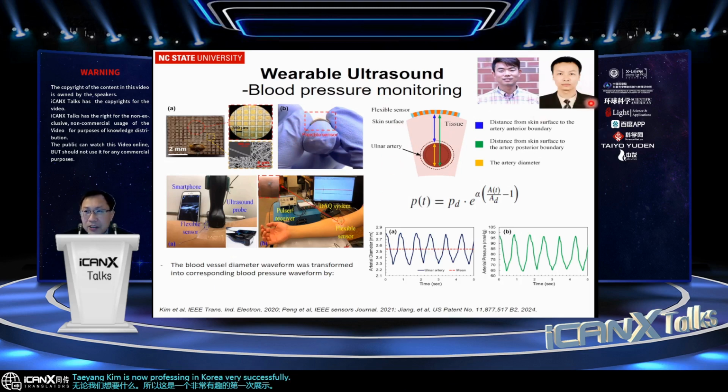Then Professor Peng Chang, who is now a professor at ShanghaiTech, demonstrated for the first time using this flexible ultrasound transducer for continuous blood pressure monitoring. The idea is to use the flexible transducer to monitor the vessel wall and the ulnar artery diameter. With that diameter, we can correspond it to the blood pressure, and it matches the clinical measurement very well.